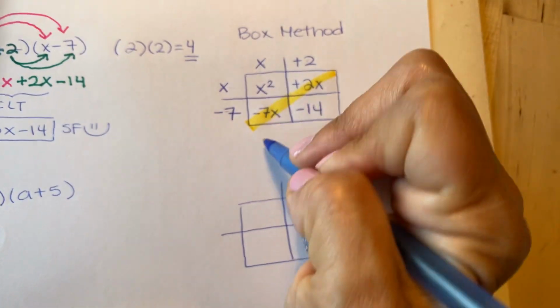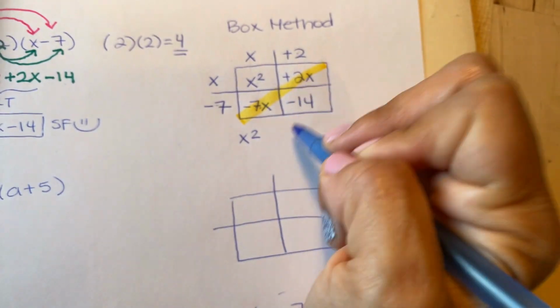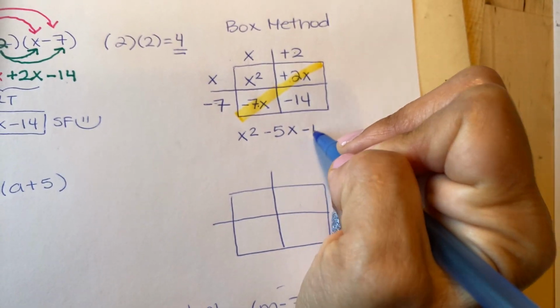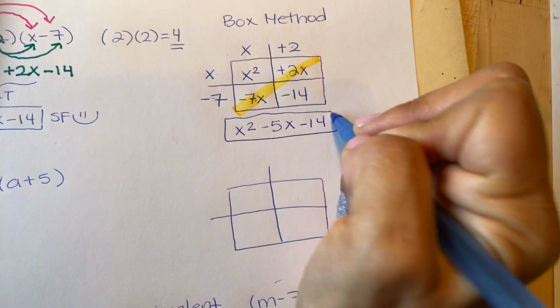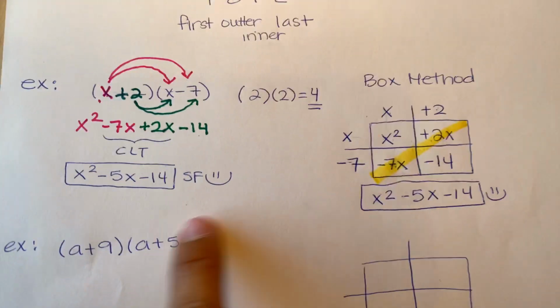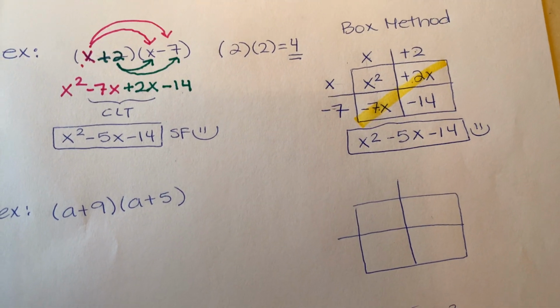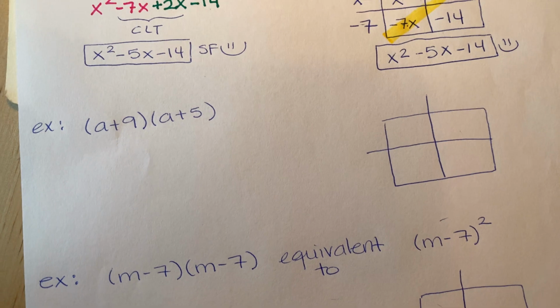Tiny. Okay, so I get x squared, negative 7 plus 2x is minus 5x, and this is negative 14. And there's your standard form, and you get the same answers, and so you decide your preference. Okay, so here we are.